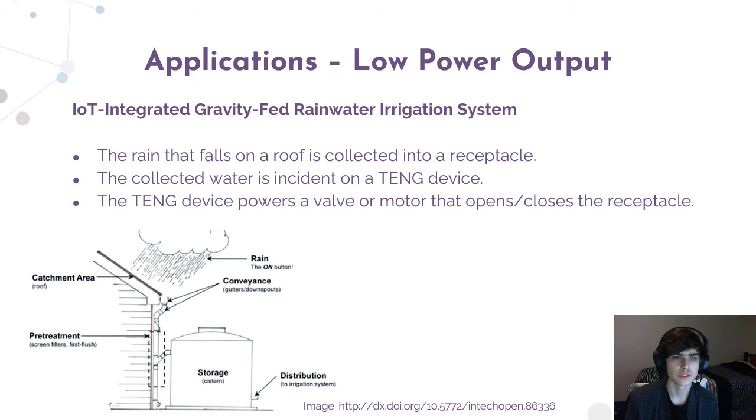One application for TNG devices that requires very little power is an Internet of Things integrated gravity-fed rainwater irrigation system. Rainwater falling on a roof could be collected in a storage container with TNGs placed on the roof to generate energy from the rain. This energy could then be used to open and close a valve in the water storage container, allowing the water to drain out and irrigate plants. Because the valve only needs power when opening and closing, it only requires energy intermittently, which allows the energy produced by the TNG to be built up over longer periods of time before needing to be used.